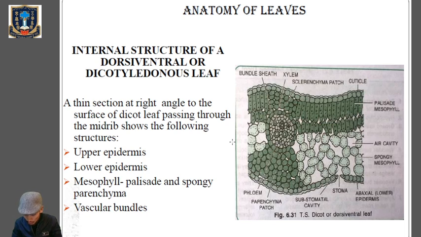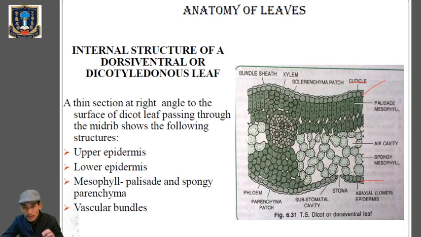Clear? Okay, so when we go through the thin section of this dorsiventral leaf or the dicotyledonous leaf, while passing through the midrib, we can see the following structures. We can see the presence of upper epidermis. We can see the presence of lower epidermis. Now the upper epidermis is covered by a thin layer of cuticle. Clear? And the lower epidermis may contain cuticle, or cuticle may be absent.